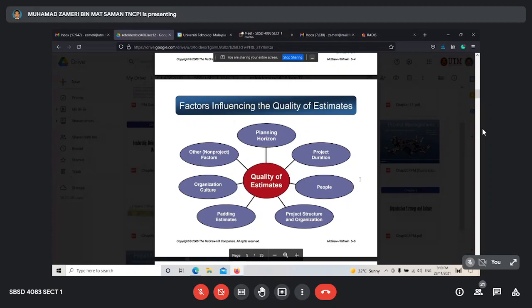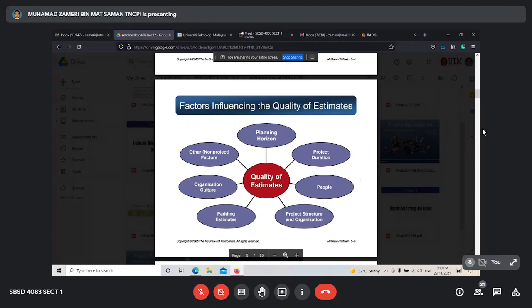Okay. And then project structure and organization. When we are going to forecast, we need data from several departments. Maybe we need data from the marketing department. We need data from the production department, in order for us to compile the data to forecast for the next few years. So there is coordination among all the departments in the company. This is project structure and organization.